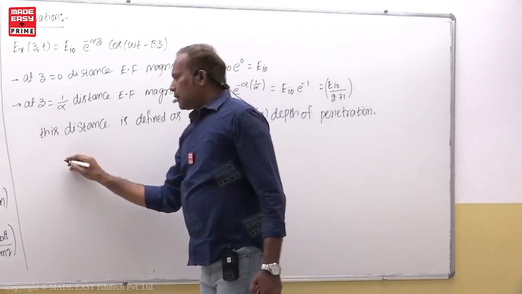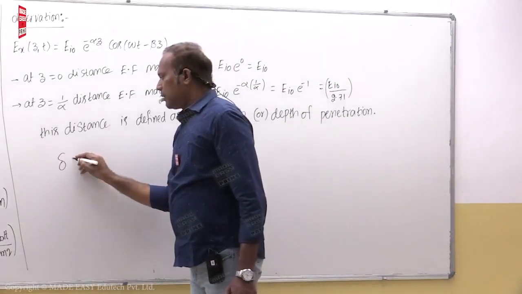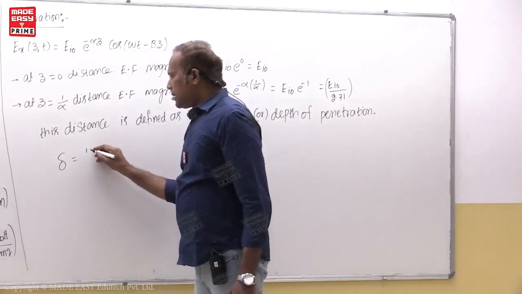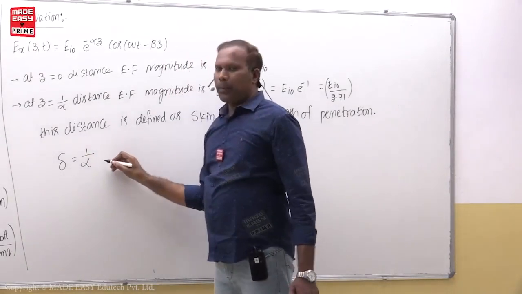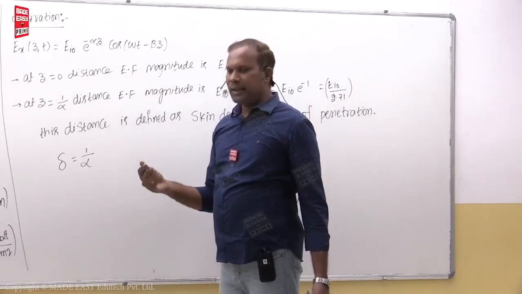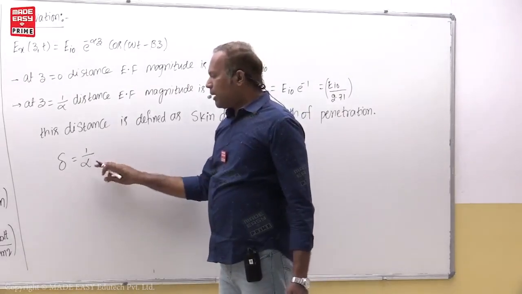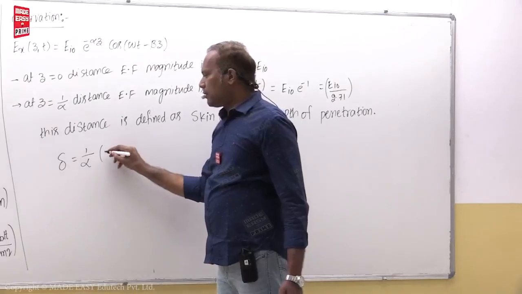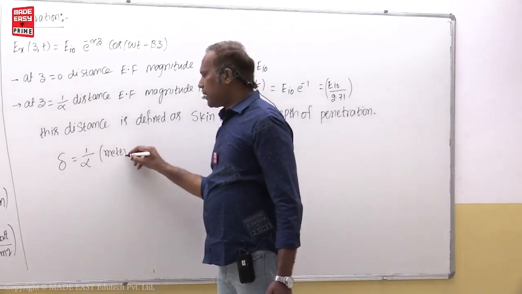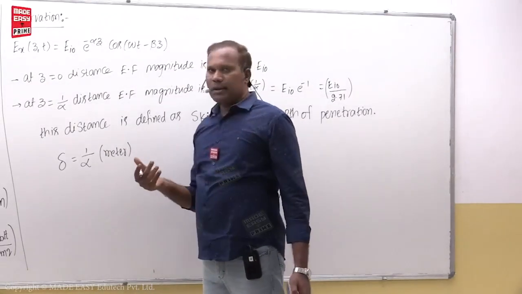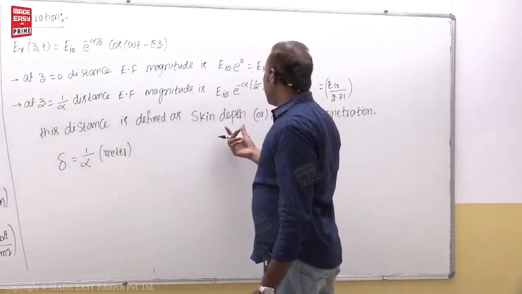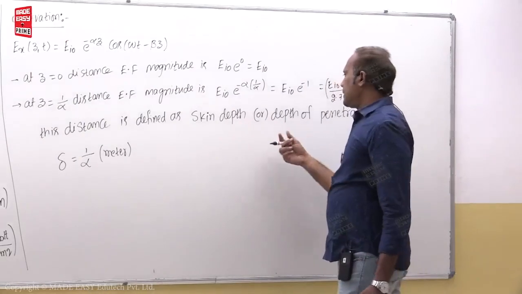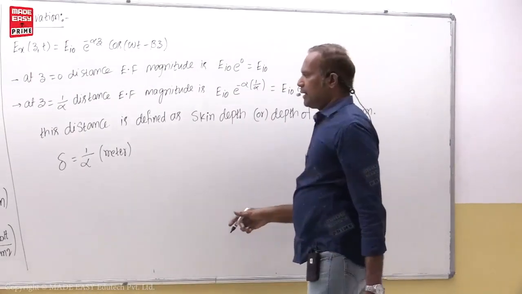Now that delta is the symbol given for that, it is a Greek symbol, and it is defined as 1 by alpha. Dear students, alpha is Nepers per meter. Neper means no unit, that is a constant actually. 1 by per meter becomes meter actually. So the unit of this is meter. If the unit is meter, that is called distance actually. That is why this is called skin depth. Depth means distance, or otherwise it is called depth of penetration.